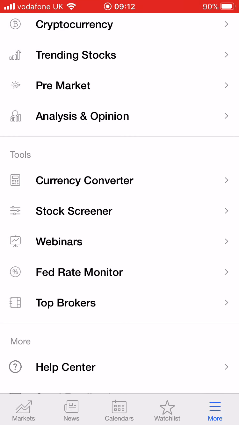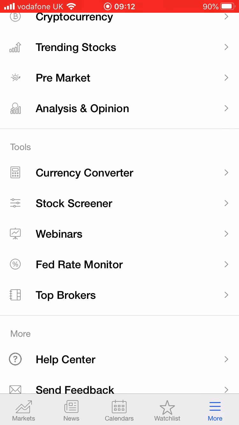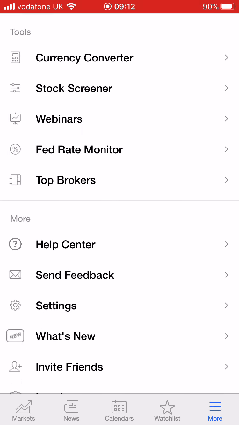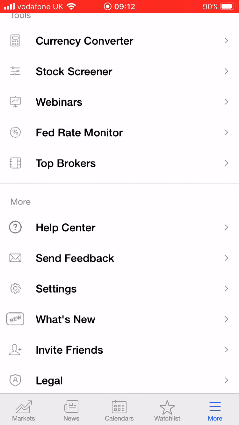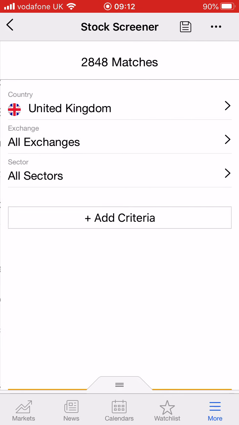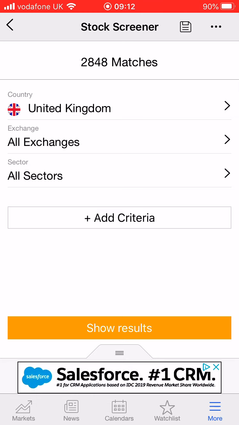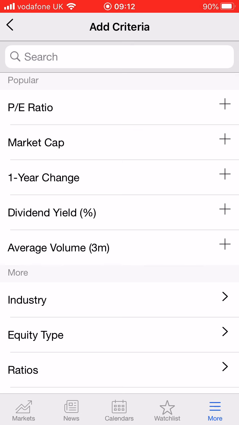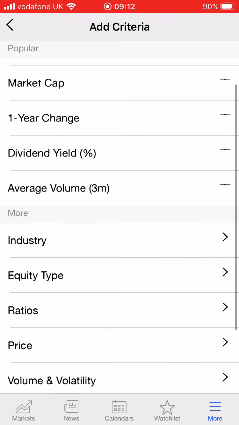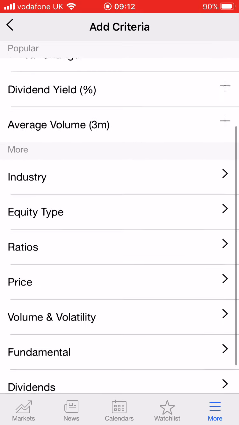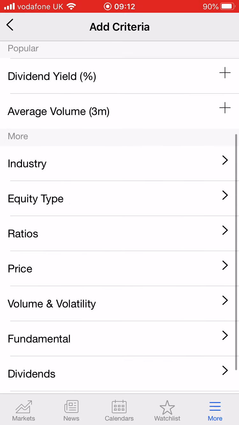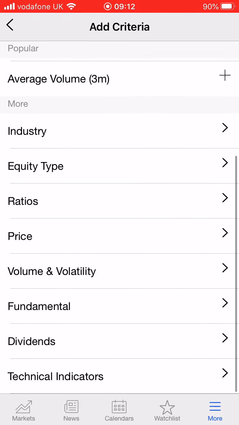And just a few other things in the more section, they give you a few more bits and pieces. So you've got currency converters and that sort of thing, just tools. They give you a stock screener as well, so you can whittle down companies if you're looking to invest in by, say, PE ratio if you're value investing, or you want to find big companies by market cap. Dividend yield is quite handy if you're looking for good dividend payers. So you can use this as a base to find companies that you might want to look into further.